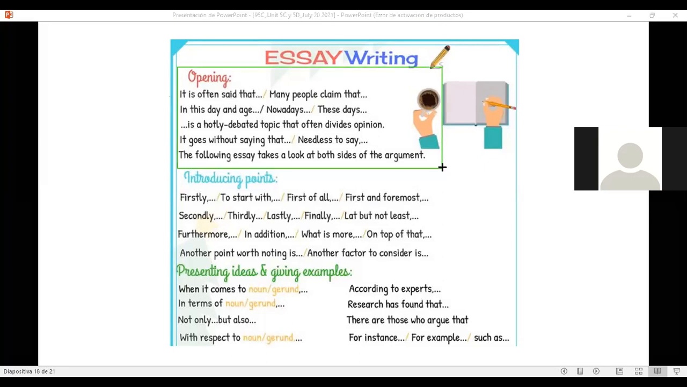Okay? Now, when you are going to start your body paragraphs, you can use these sign words.